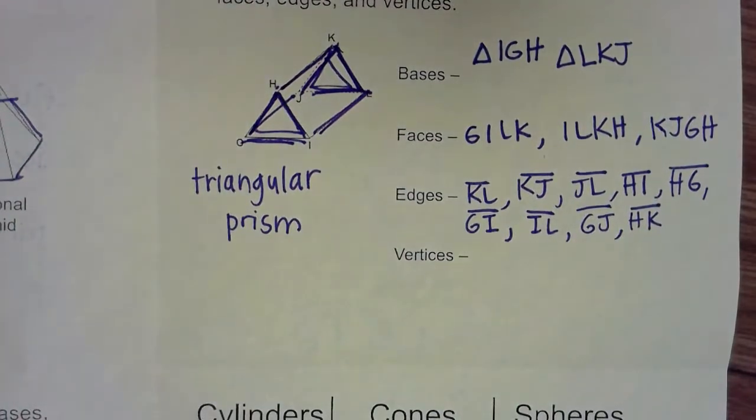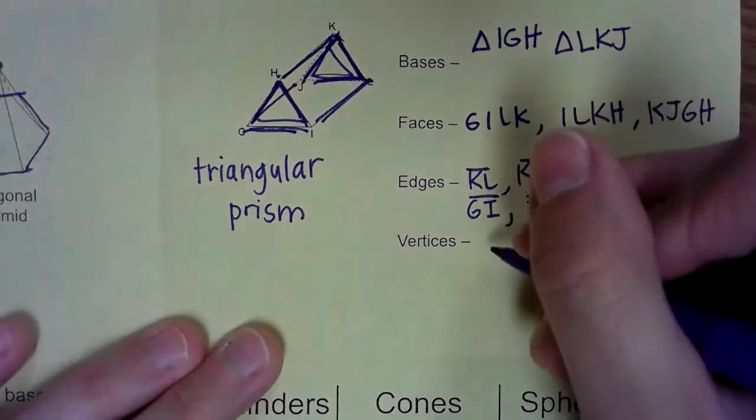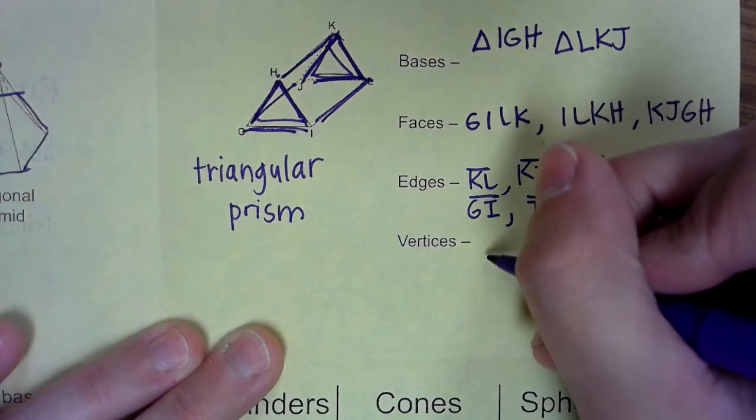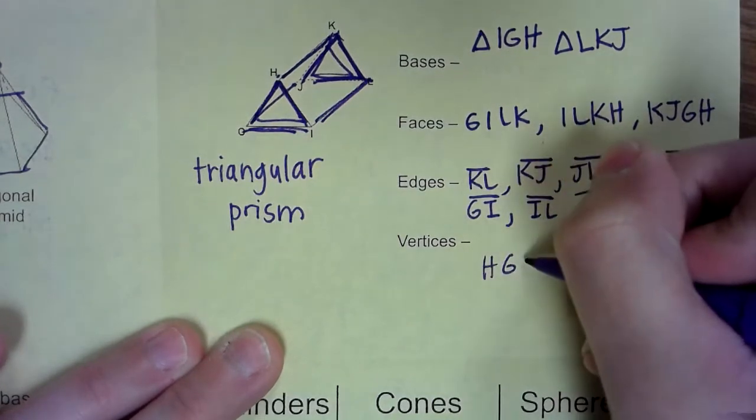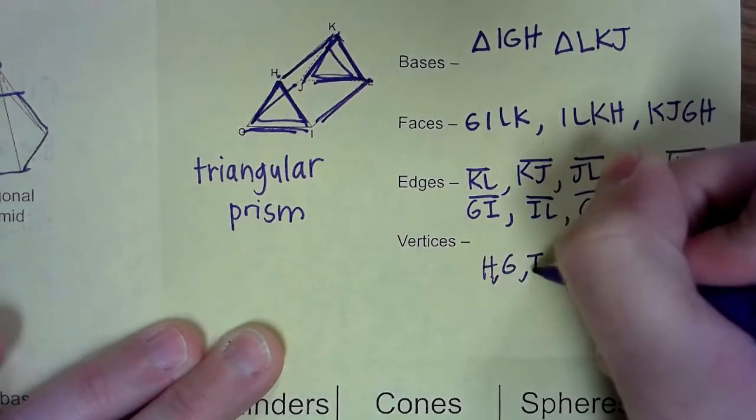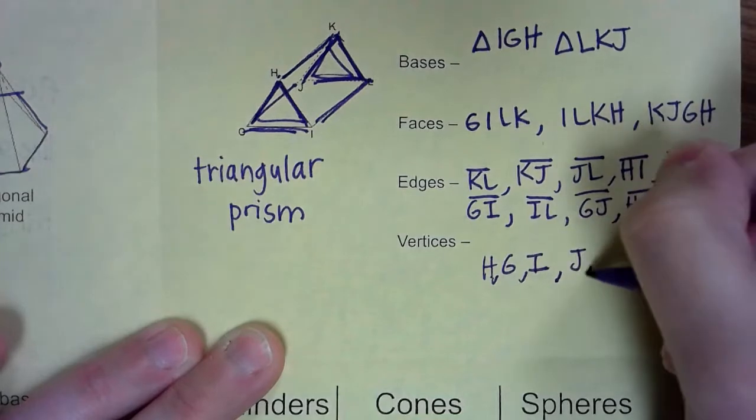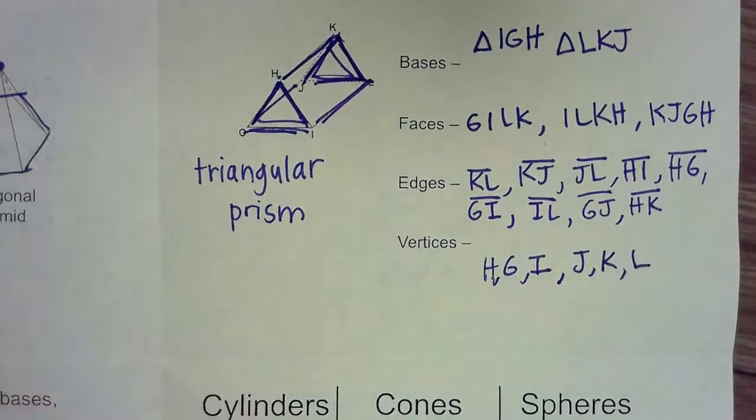And the last one is going to be the vertices. Remember, the vertices are just the points. So I can just list those points. Remember, you can write a point just as a capital letter. So you've got H, G, I, J, K, and L.